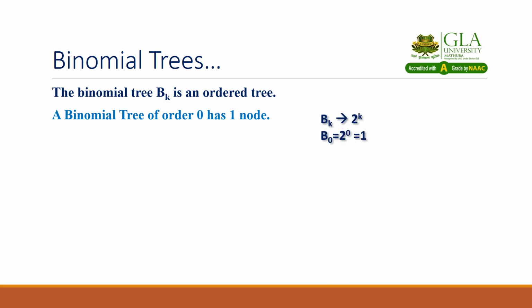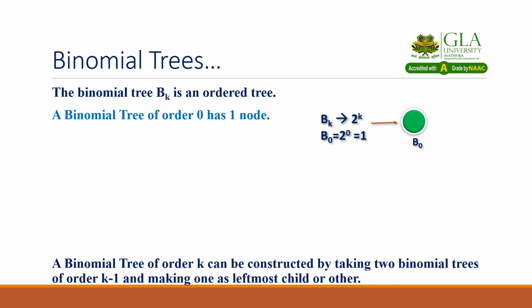How will we compute? There will be Bk. Bk is a binomial tree of order k. Then it will have 2 to the power k number of nodes. So for example, for order 0, B0 equals 2 to the power 0 equals 1 node. So you can see there will be one node of order 0.